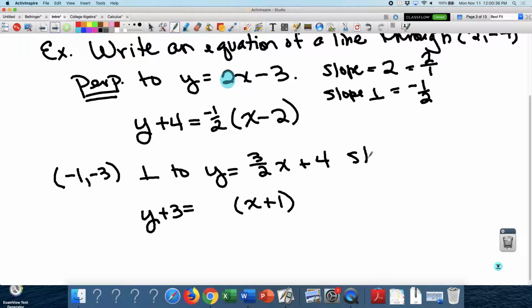Now, what is the slope of this line? No, slope 3 over 2. So what is the slope of my perpendicular line? -2/3. So do you see, if this is positive, this one's got to be negative. This one's 3 over 2. We flip that to 2 over 3.